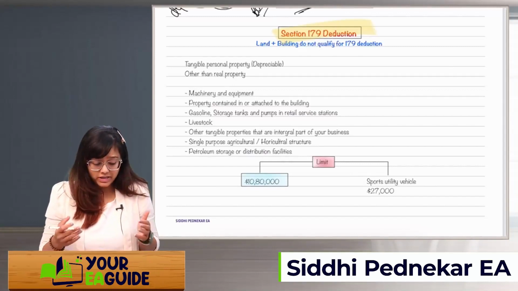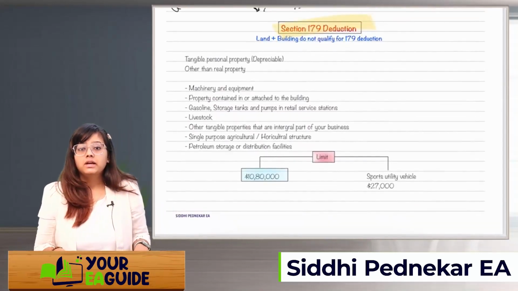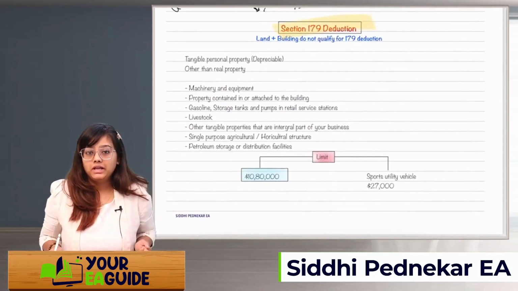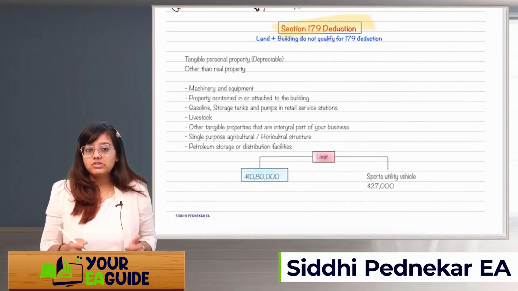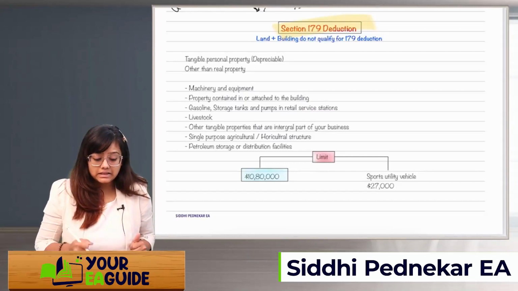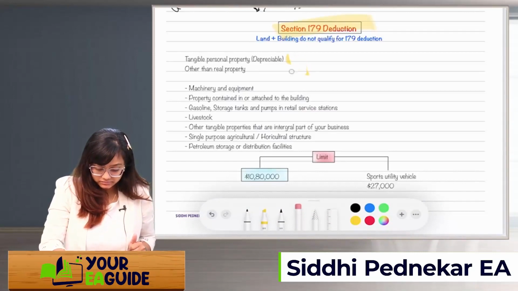What is the 179 deduction? We'll see. First thing is tangible personal property. If it falls under tangible personal property, then it is depreciable. What do you mean by tangible personal property? Means anything apart from capital asset.